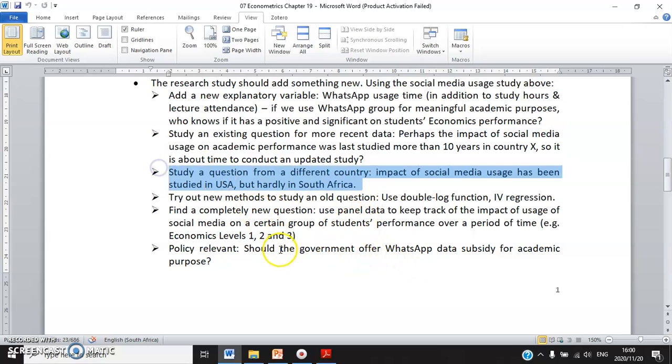Or maybe I can study a question from a different country. Actually, overseas, especially in the USA, there are already quite a lot of empirical studies that examine the impact of social media usage on students' performance, but hardly in South Africa. So isn't it time for a South African study to come up in the literature?